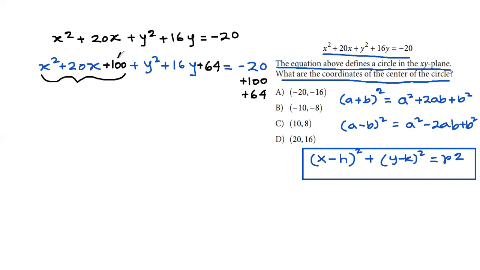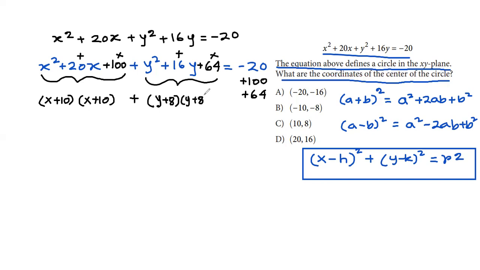Two numbers that multiply to 100 and add up to 20. What are the two numbers? Of course, 10 and 10. So you can write the first factor is (x plus 10) and the second factor is also (x plus 10). If we go to the second equation, right? Two numbers that multiply to 64 and add up to 16, right? That's 8 and 8. So (y plus 8) times (y plus 8). These are the two factors equals negative 20 plus 100 plus 64 gives you 144.